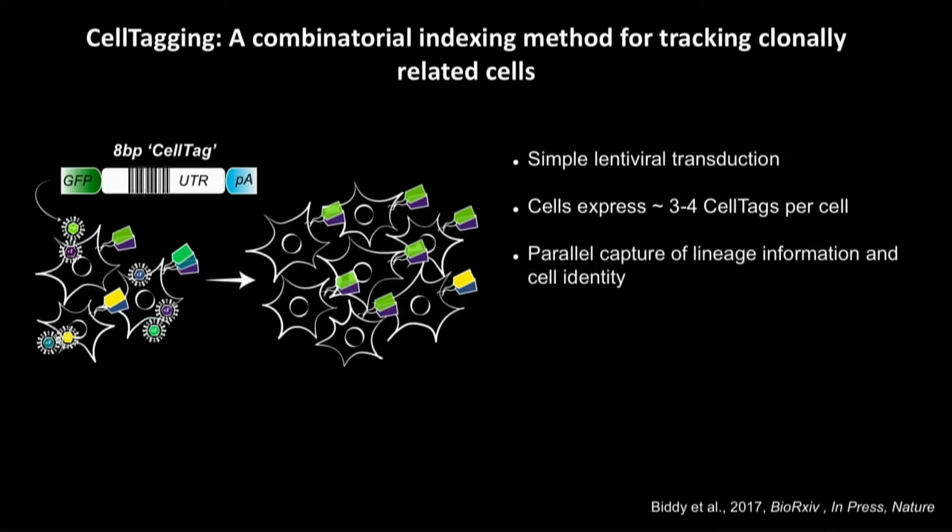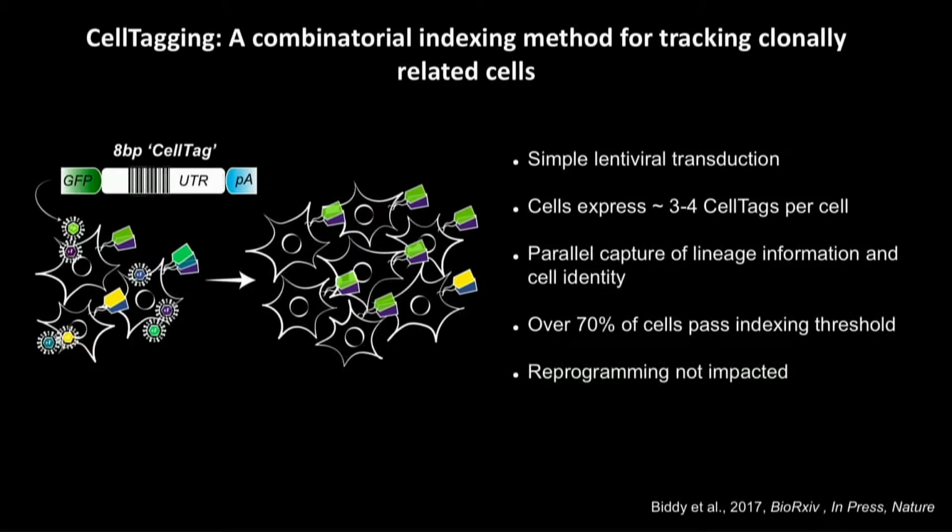We can capture cell identity and lineage information in parallel. Because these cell tags are expressed within the transcriptome at high levels and reliably, that means we don't have to add any extra steps to the library preparation, which is useful. Over 70% of cells pass the indexing threshold so that we can track them over time, so it's efficient. And importantly, reprogramming is not impacted, and also cell physiology isn't perturbed by this lentiviral tagging approach.